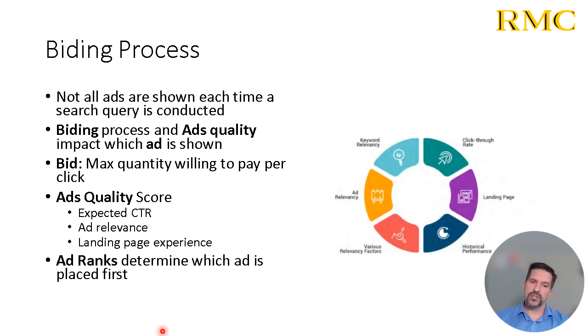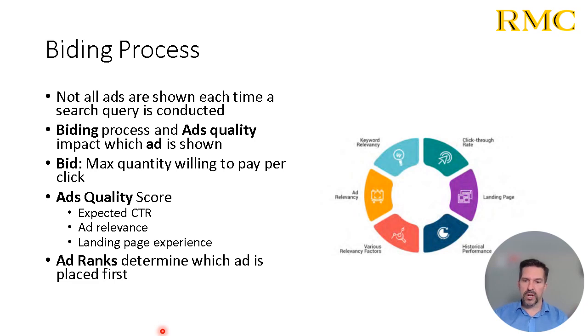Okay. So what impacts your ad quality? Well, there are a couple of things that are important. We don't have the specific algorithm, but this is what Google says on their website about what impacts ad quality. Number one, the most important aspect is the expected click-through rate.